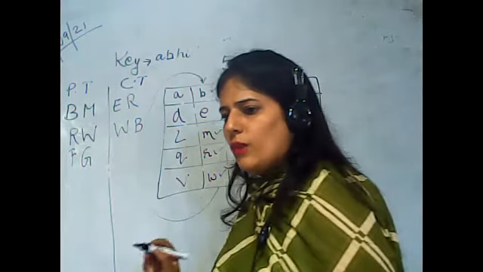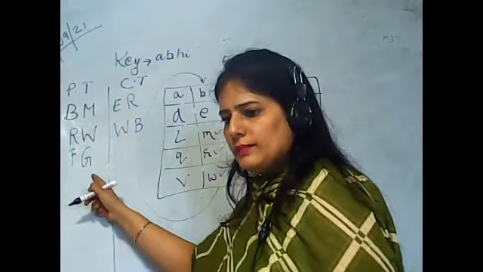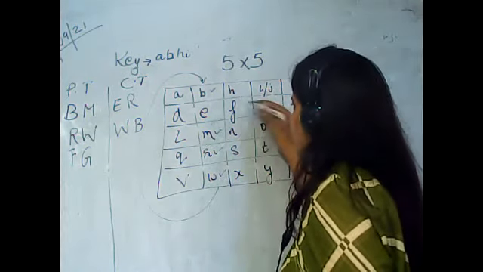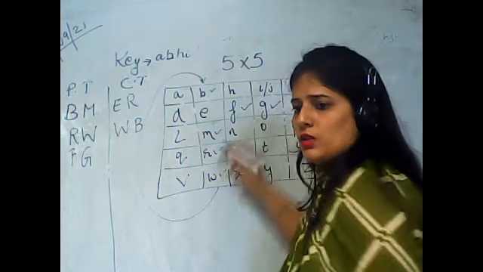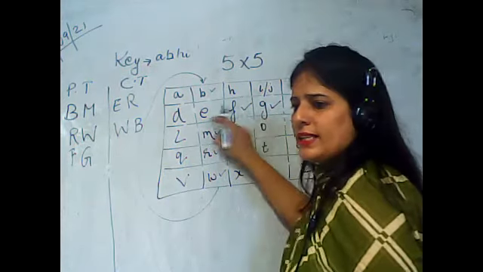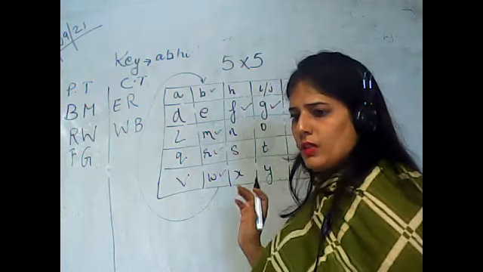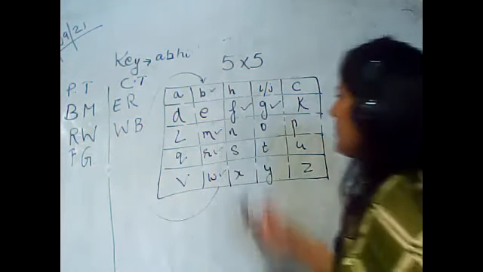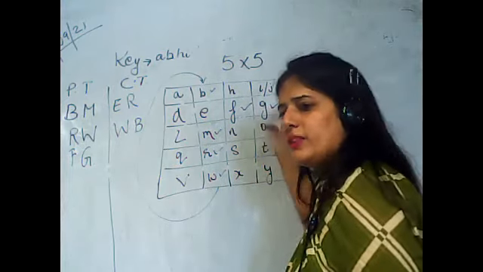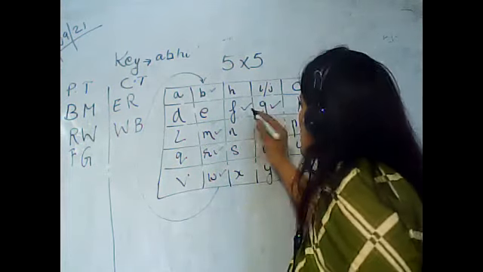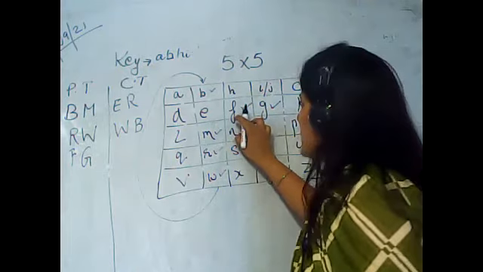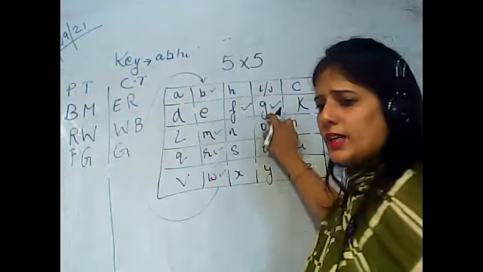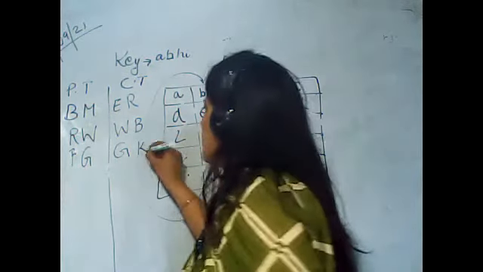Fine. Next is F, G. So the next combination of letters is F, G. This is your F, this is your G. Both these alphabets are present in the same row. So you just have to assign the immediate alphabet to this particular letter. What is the immediate alphabet of F? That is G. And what is the immediate alphabet of G? It is K. This is your K.